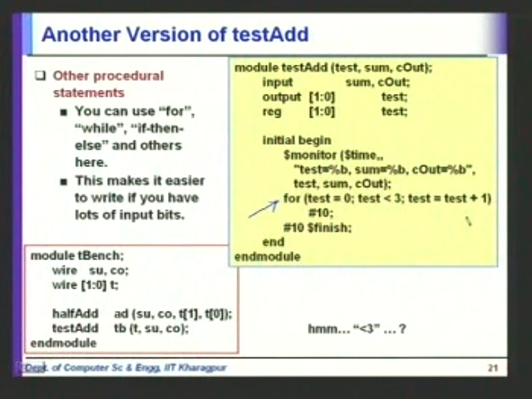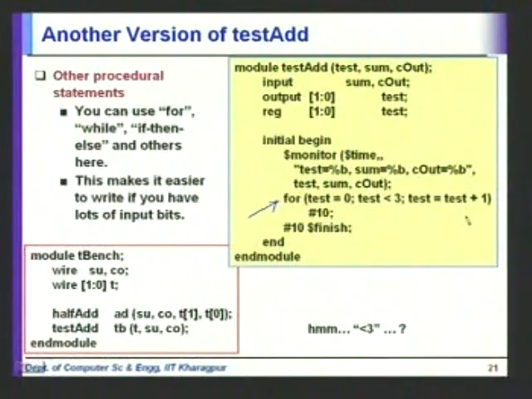Now, I am no expert in Verilog, so if you ask me nitty-gritties about the semantics, but that's the idea. I mean, you are not supposed to write something which is more than 3 in a 2-bit register. Okay.